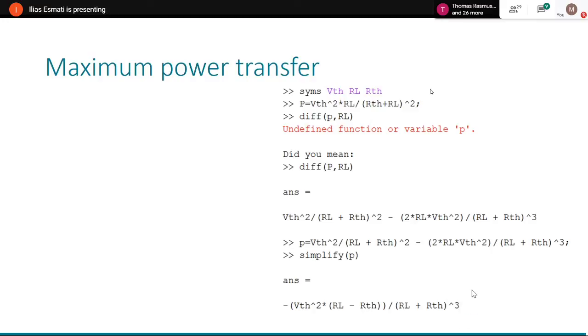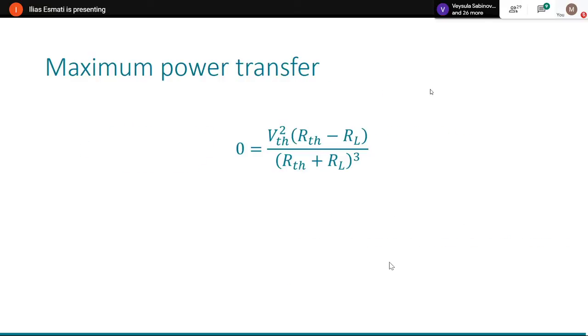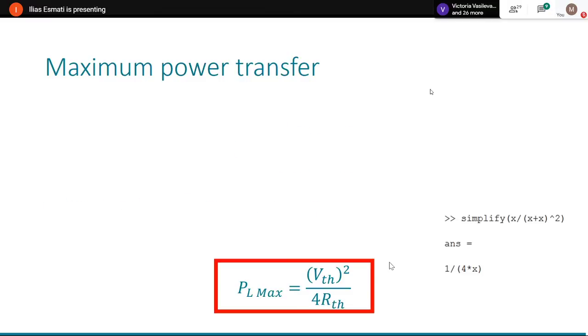This will be the differentiation form of the equation, and then we set it equal to 0. Whenever we set it equal to 0, we have an equation here. And this is exactly the same thing that MATLAB also gave us.